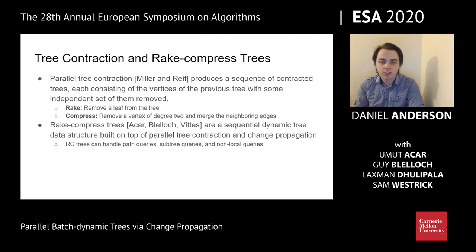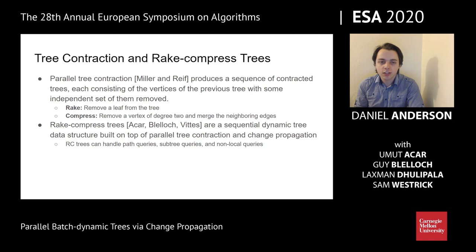Rake-compress trees are based on an idea called parallel tree contraction, introduced by Miller and Reif. Tree contraction takes some input tree and then produces a sequence of smaller contracted trees, each one consisting of the vertices of the previous tree with some independent subset of them removed. In particular, the way the tree contraction algorithm works is by applying two operations, rake and compress. The rake operation removes a leaf from the tree, while the compress operation removes some vertex of degree 2 and merges the neighboring edges together.